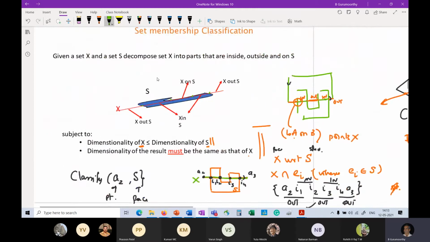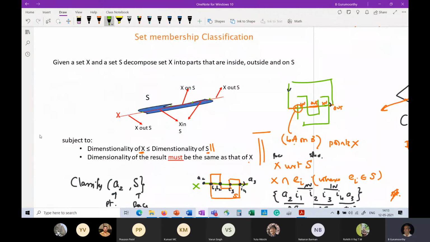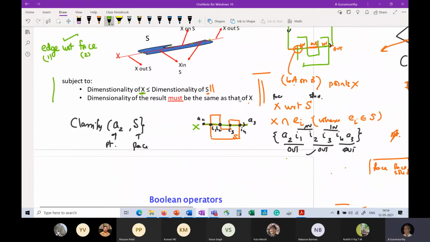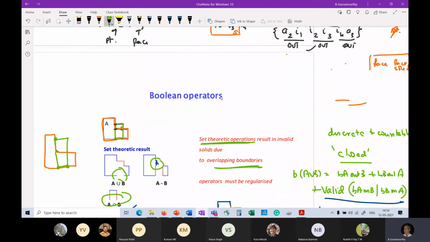I want to go back here and highlight these two conditions that we listed. We said that set membership classification has to satisfy two conditions. One, the set being classified must be lower dimensional than or equal to the set that is being classified. In our case, we are classifying an edge with respect to a face, right? So this is dimensionality 1, this is dimensionality 2, so the first condition is okay. The second condition says that the dimensionality of the result must be the same as that of the set being classified, X. What does that mean? Which means that every element that you get as a result, X out S, X in S, all these sets, must be an entity of the same dimensionality as X, which means it must be an edge.